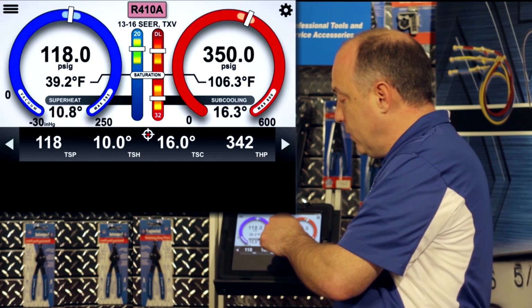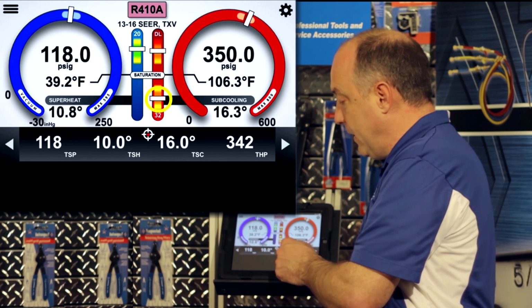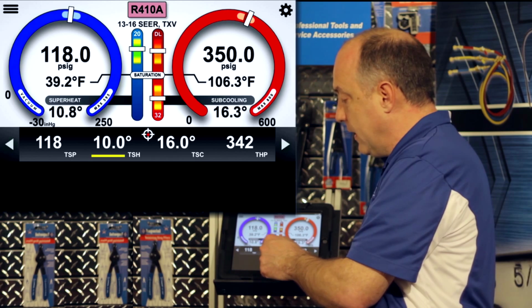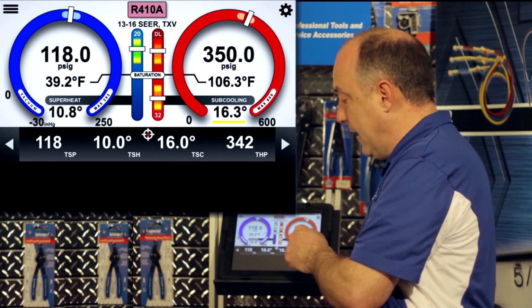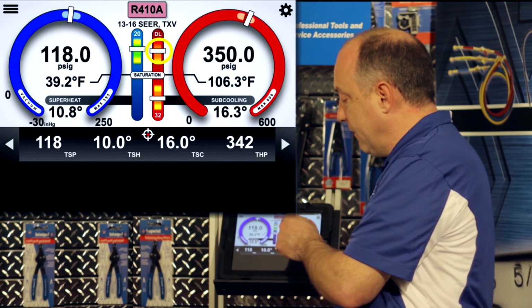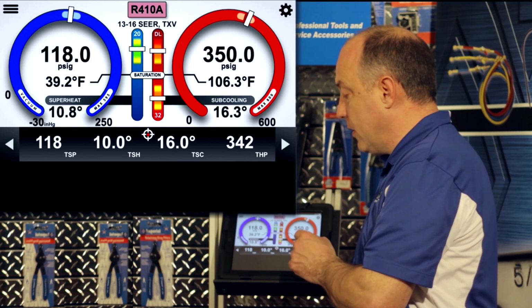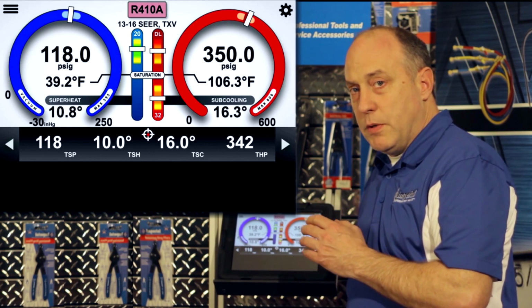Also, my target superheat is in the center. My target subcooling is in the center, so that superheat and subcooling are fine at 10 target and 10.8 actual, 16 target and 16.3 actual. And my discharge line temperature is around 170 degrees, so it's also in the center of the target. This is a perfectly operating system, and this is what profiling does.